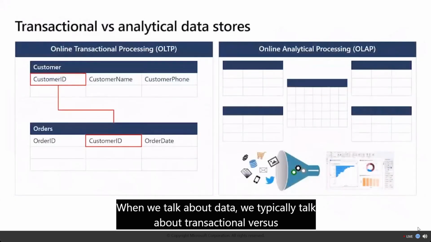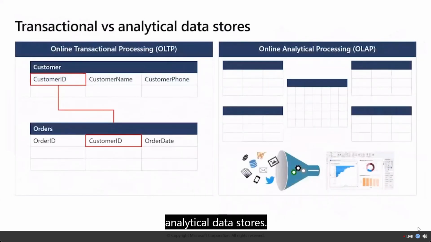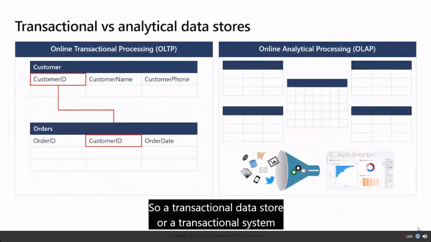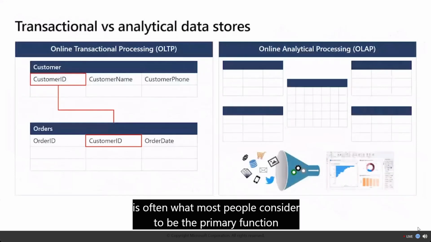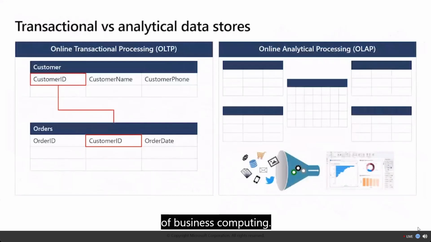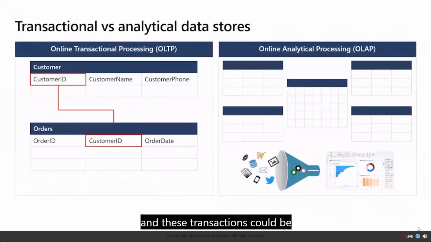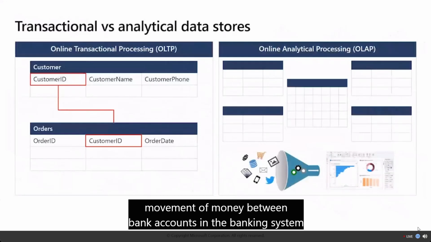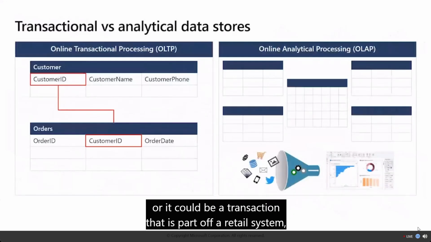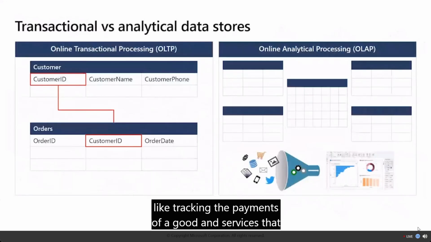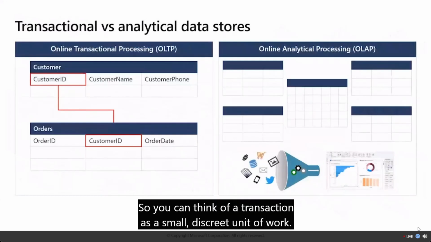When we talk about data, we typically talk about transactional versus analytical data stores. A transactional data store, or a transactional system, is often what most people consider to be the primary function of business computing. A transactional system records transactions. These could be financial transactions such as movement of money between bank accounts in the banking system, or part of a retail system, like tracking the payments of goods and services that a customer has paid for. So you can think of a transaction as a small, discrete unit of work.